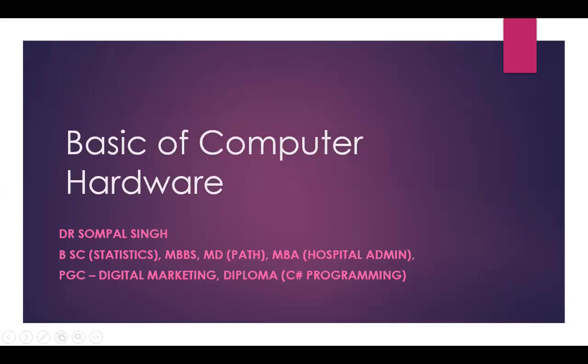We will talk about the hardware aspect of computer system.